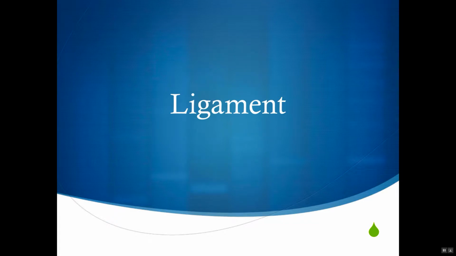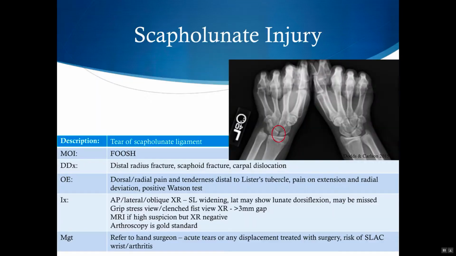Now we'll talk about some ligament injuries. The FOOSH mechanism that we talked about earlier can also cause a tear of the scapholunate ligament.